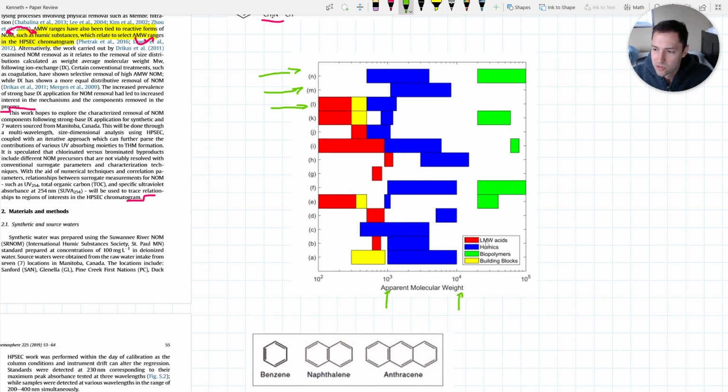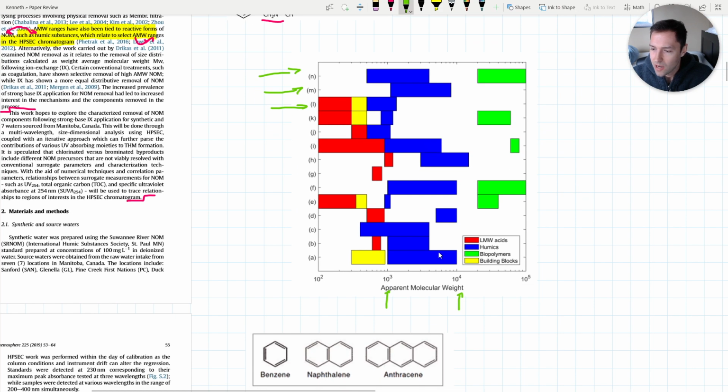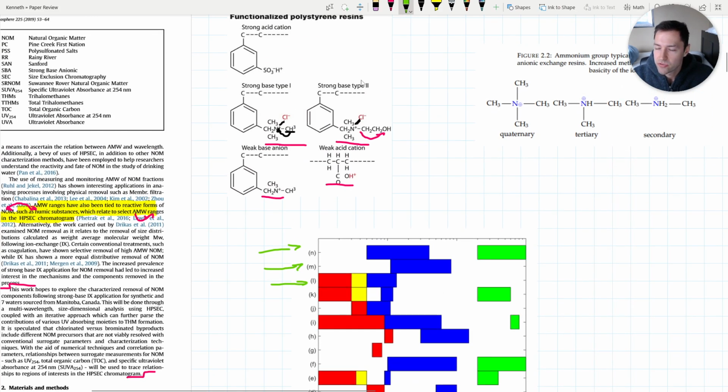And of course, there are lower molecular weight acids. Those lower molecular weights are perhaps stronger acids, so they're more likely to be replaced by a strong base type 2. And maybe these bigger ones, their charge is more evenly distributed around a large hydrated radius, and therefore you maybe need a very strong base, like a base type 2, in order to remove them.